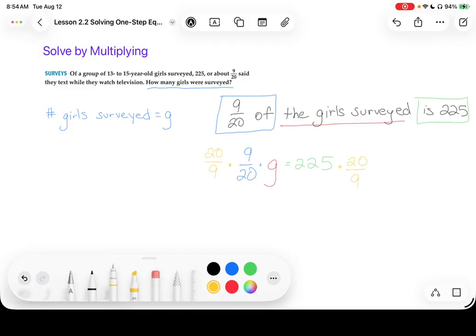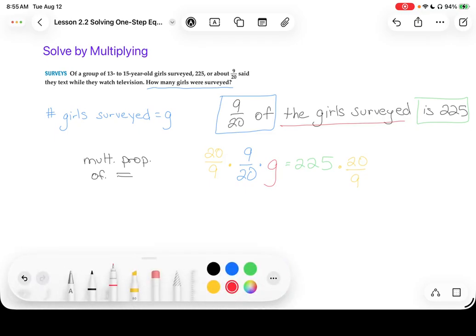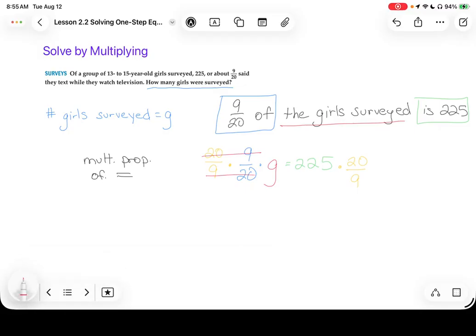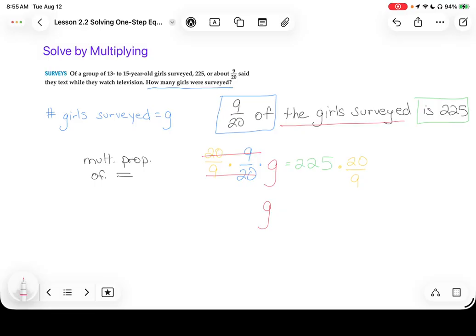What allows me to do this? What is the property that says it's okay to do this? Well, this is called the multiplication property of equality, and I'm going to do a pretty heavy abbreviation there. Multiplication property of equality. Okay, so this works out pretty well over on the left side because 20 over 9 times 9 over 20 is 1, which leaves me with just G.